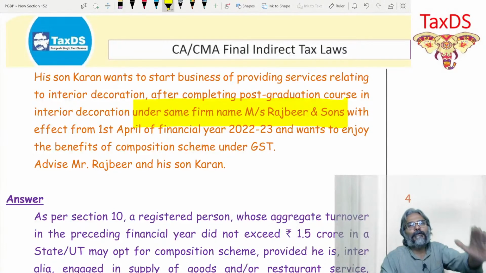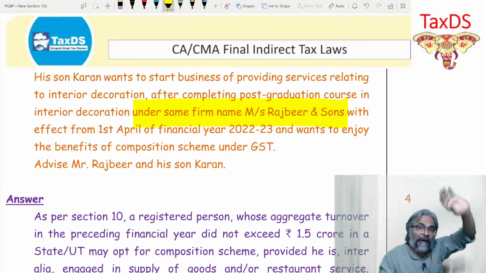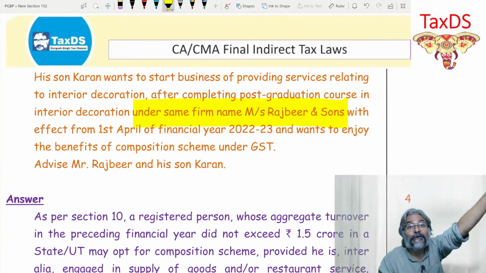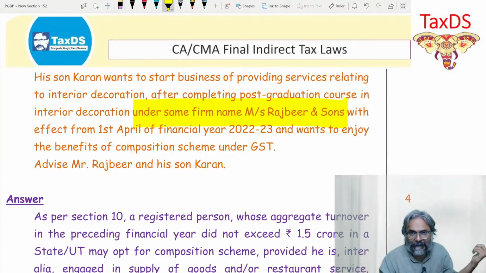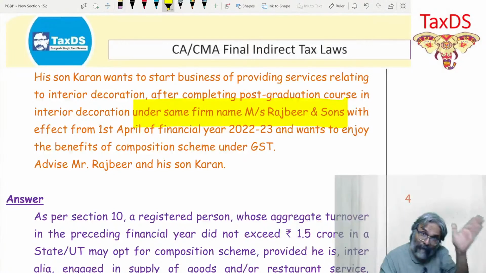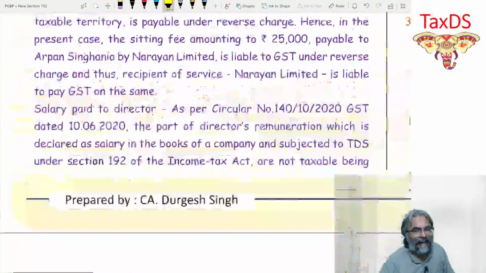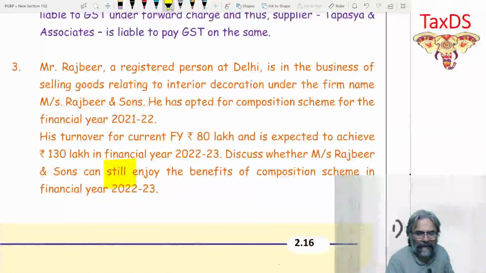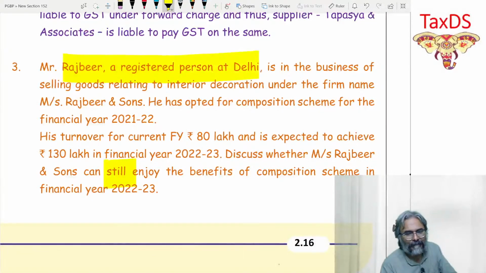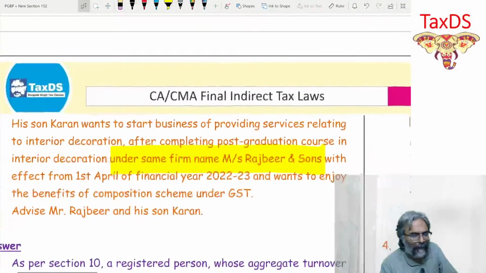If his son wanted to start independently, most welcome. You, Mr. Son, would have been allowed to take the composition scheme under 10(2A), because your last year turnover is not exceeding 50 lakhs, as this is your first year. So you could have done that. But he wants to do it in the same firm. That's the problem. And please understand, Mr. Rajbir, students, is a proprietary concern.